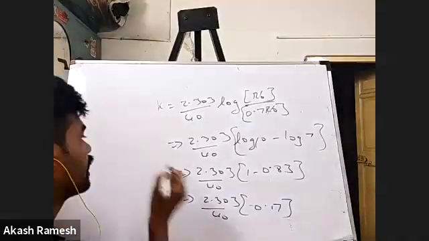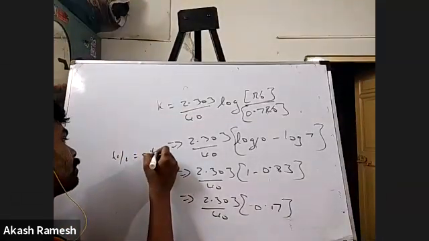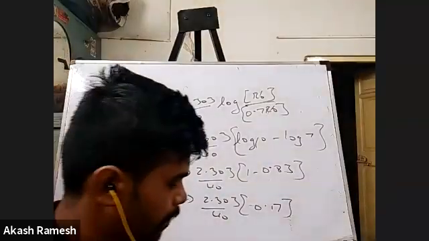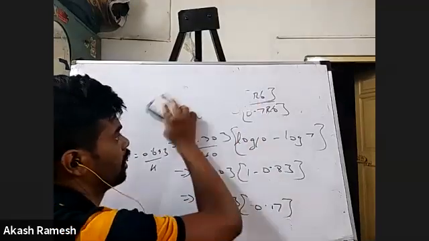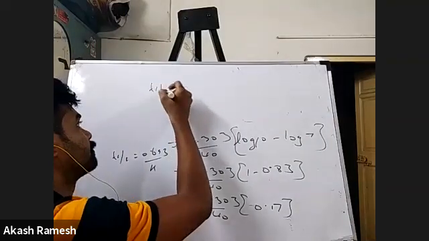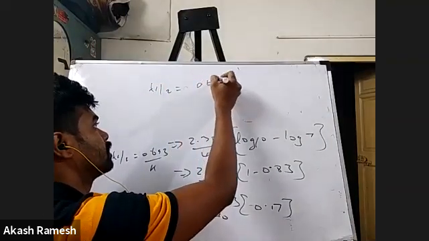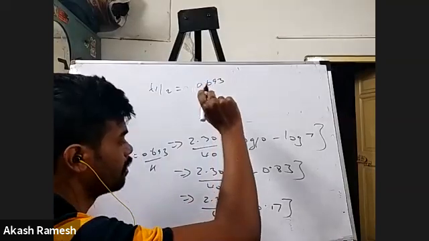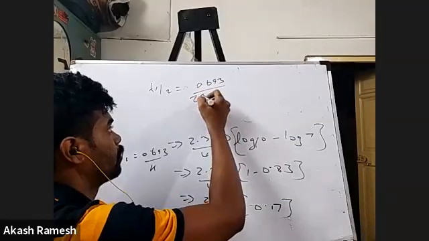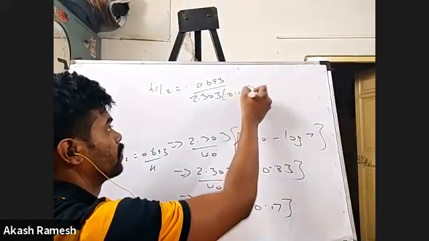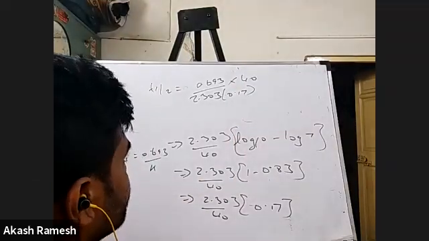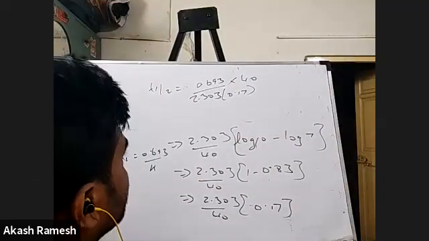Now for finding t half, it is 0.693 divided by k, right? So t half would be 0.693 divided by 2.303 into 0.17 into 40. This is actually a very big calculation, right?